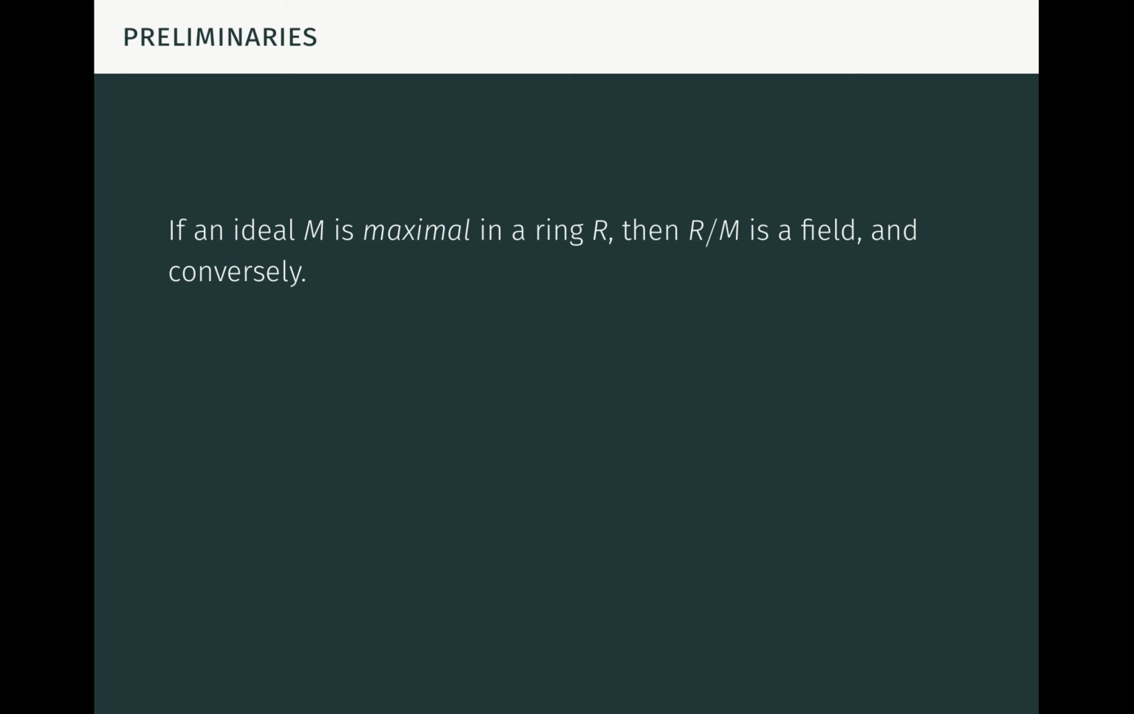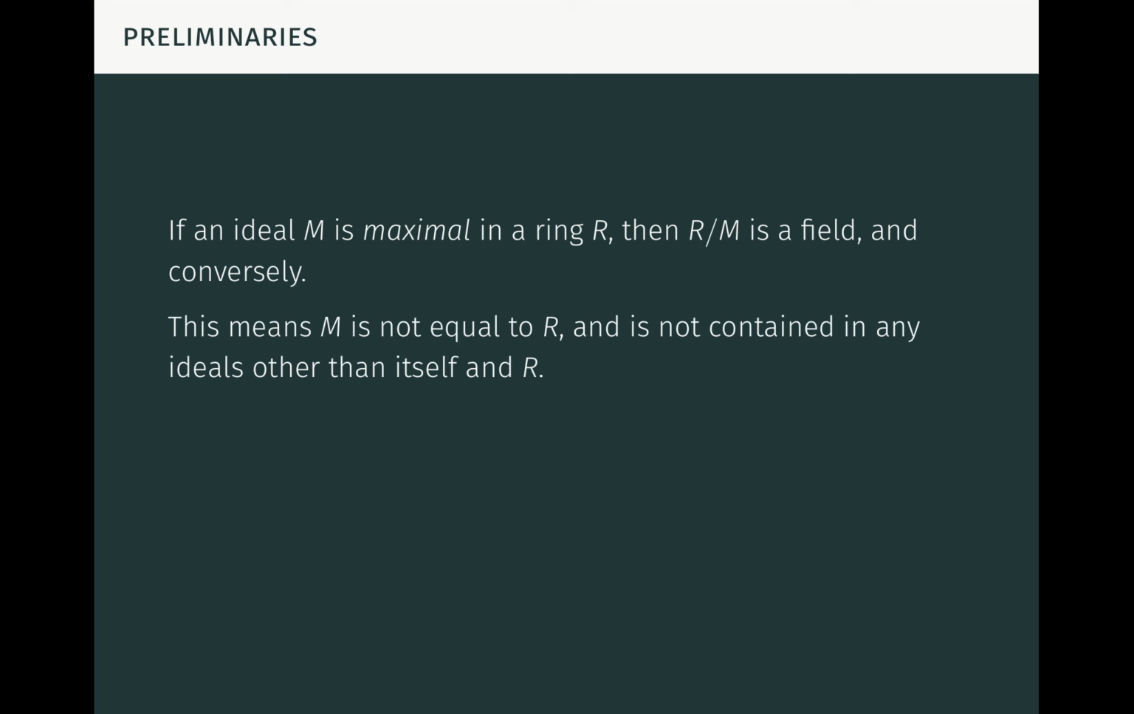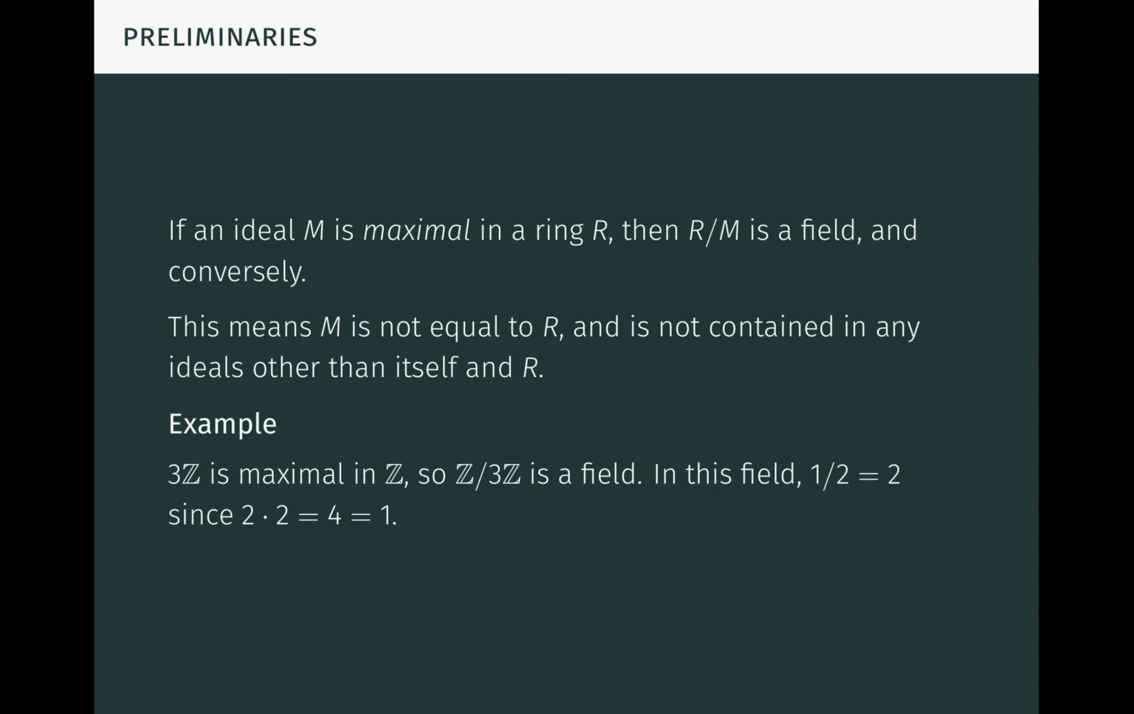Now, if an ideal M is large enough to be what's called maximal in a ring R, then the quotient R mod M is actually a field, and the converse is true too. This means that M is not equal to R, but it's not contained in any ideals other than itself and R. As an example, the set 3Z of integral multiples of 3 is maximal in the integers, so the quotient Z mod 3Z is actually a field. In this field, the number 1/2, that is the multiplicative inverse of 2, is just 2, since 2 times 2 is 4, which is 1.